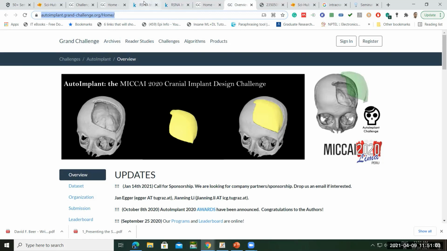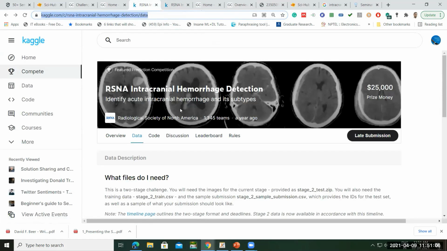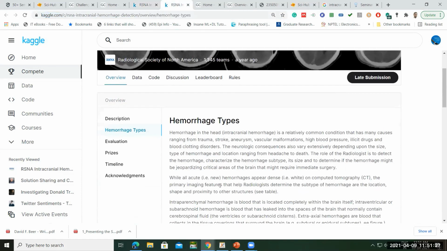Now, another thing that interests me was intracranial hemorrhage detection. Now, don't get confused with RSNA. RSNA stands for Radiological Society of North America. So the thing here is intracranial hemorrhage detection. What is hemorrhage? Hemorrhage in the head, or intracranial hemorrhage, is a relatively common condition that has many causes ranging from trauma, stroke, aneurysm, vascular malformation, and whatever.